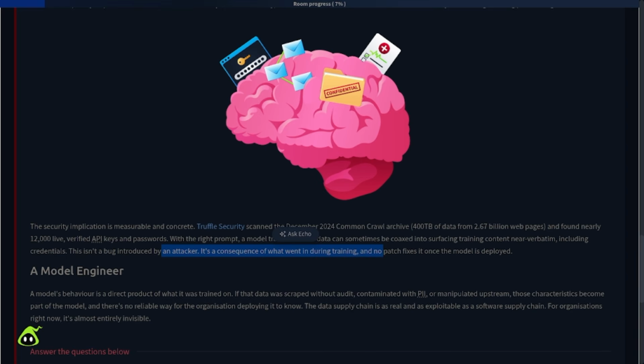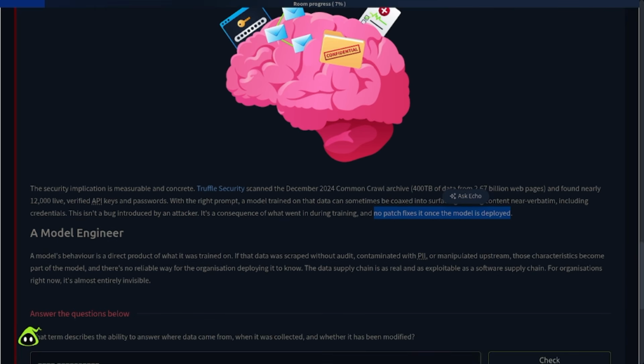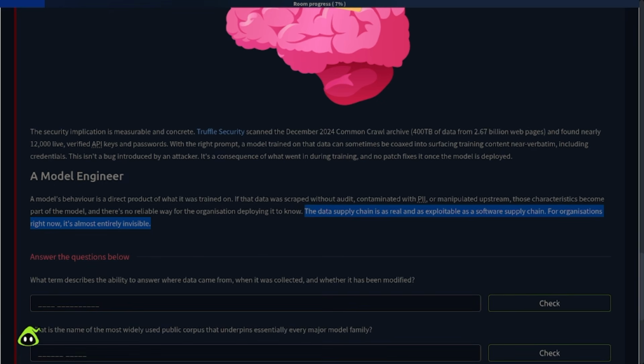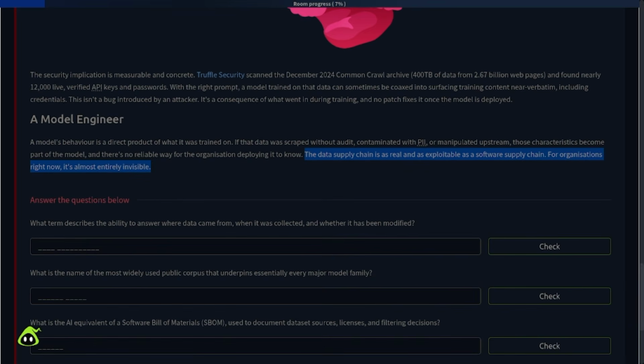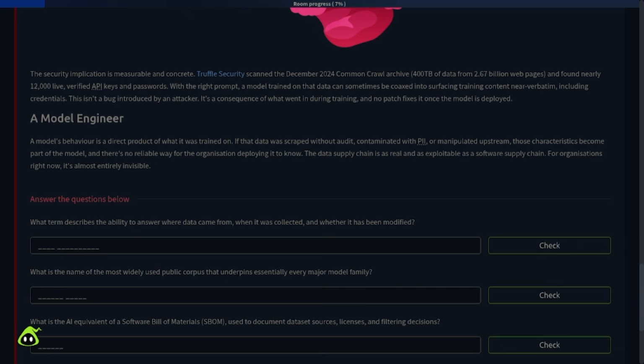So as attackers we should know what the model is trained on, and it shouldn't have sensitive information, because it could be expelled by the right prompt. A model's behavior is a direct product of what it was trained on. If that data was scraped without audit, contained personally identifiable information, or was manipulated upstream, these characteristics become part of the model, and there's no reliable way for the organization deploying it to know. The data supply chain is real and as exploitable as a software supply chain for organizations right now. It's almost entirely invisible.